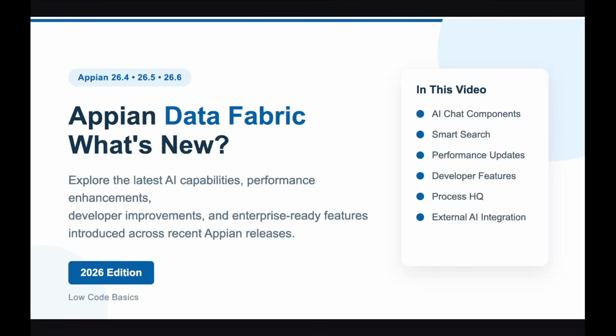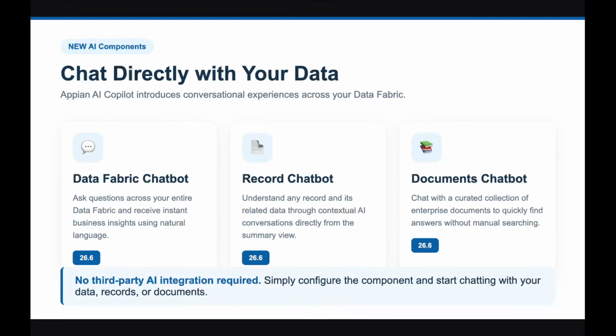Okay, so moving to the first update that we are going to see here: chat directly with your data. Appian is giving us the option to bring your data live. The data can talk to you. In order to do that, they have added multiple chatbots, not just for one purpose but for multiple purposes. For example, they have added a data fabric chatbot, meaning you can chat about the entire record. You can ask questions related to that.